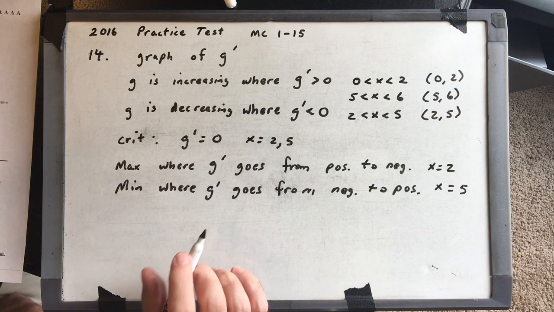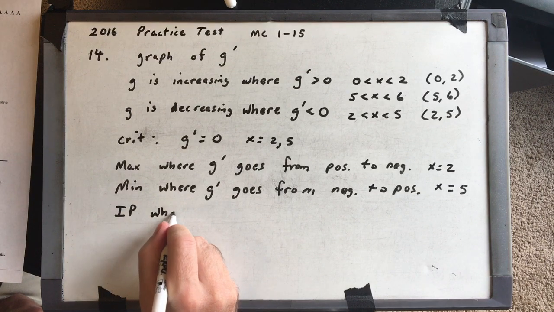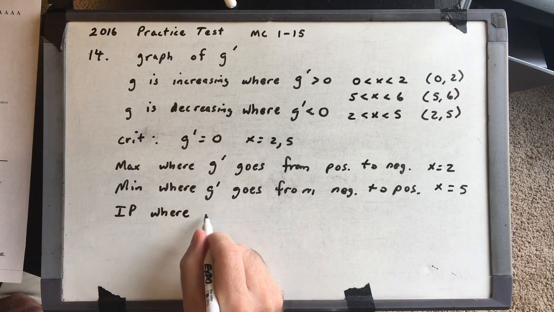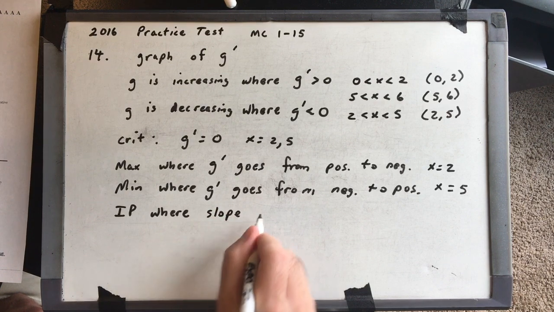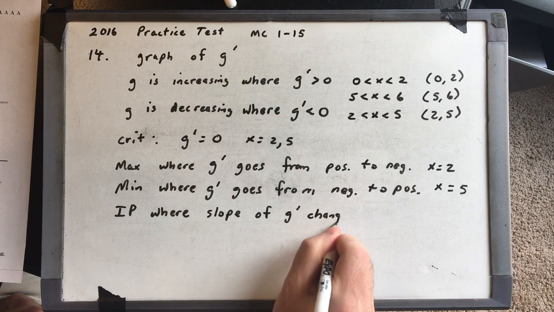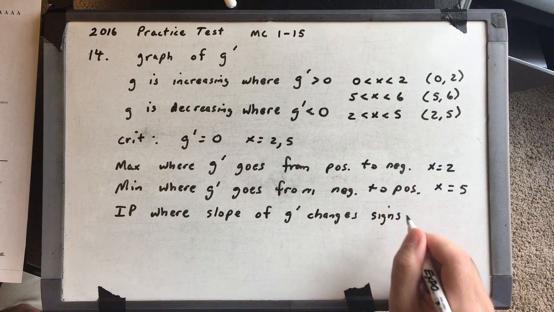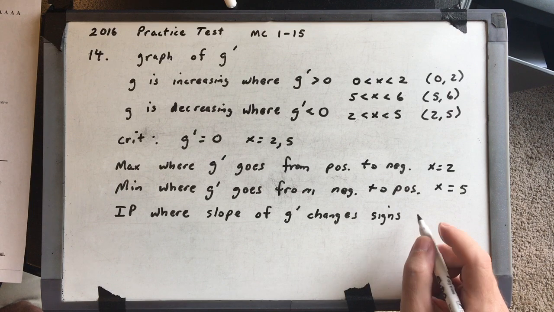Where do we have inflection points? We have inflection points where the slope of g prime changes signs. So where do we have an inflection point? Well, at x equals 4.